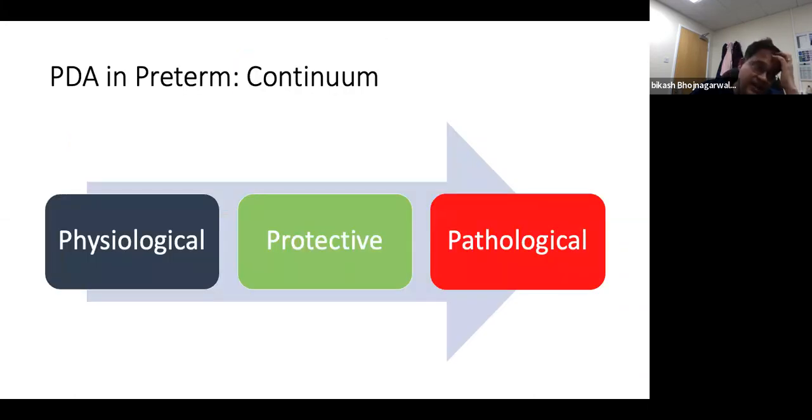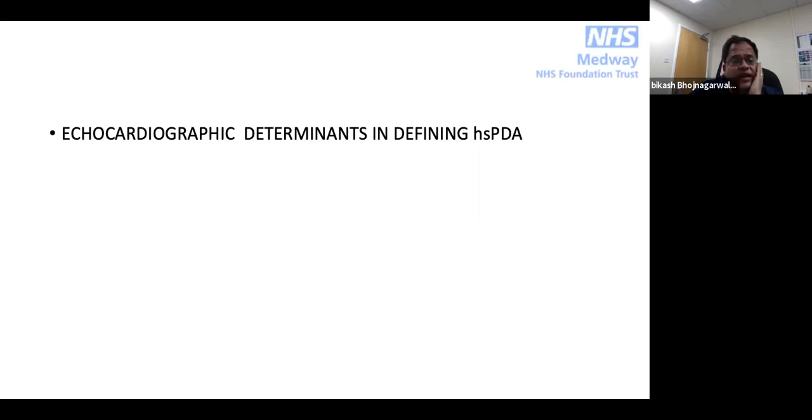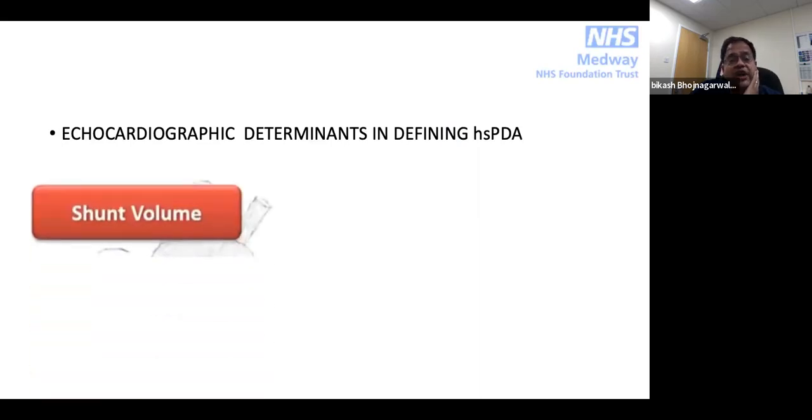And we know that the PDA is a continuum, from being physiological, doing nothing, closing itself, to being protective when we have PPHN, to being pathological, causing significant volume overload, pulmonary overcirculation, systemic hypoperfusion, and then diastolic dysfunction. So when we are defining echodynamic determinants in PDA, we talked about shunt volume.